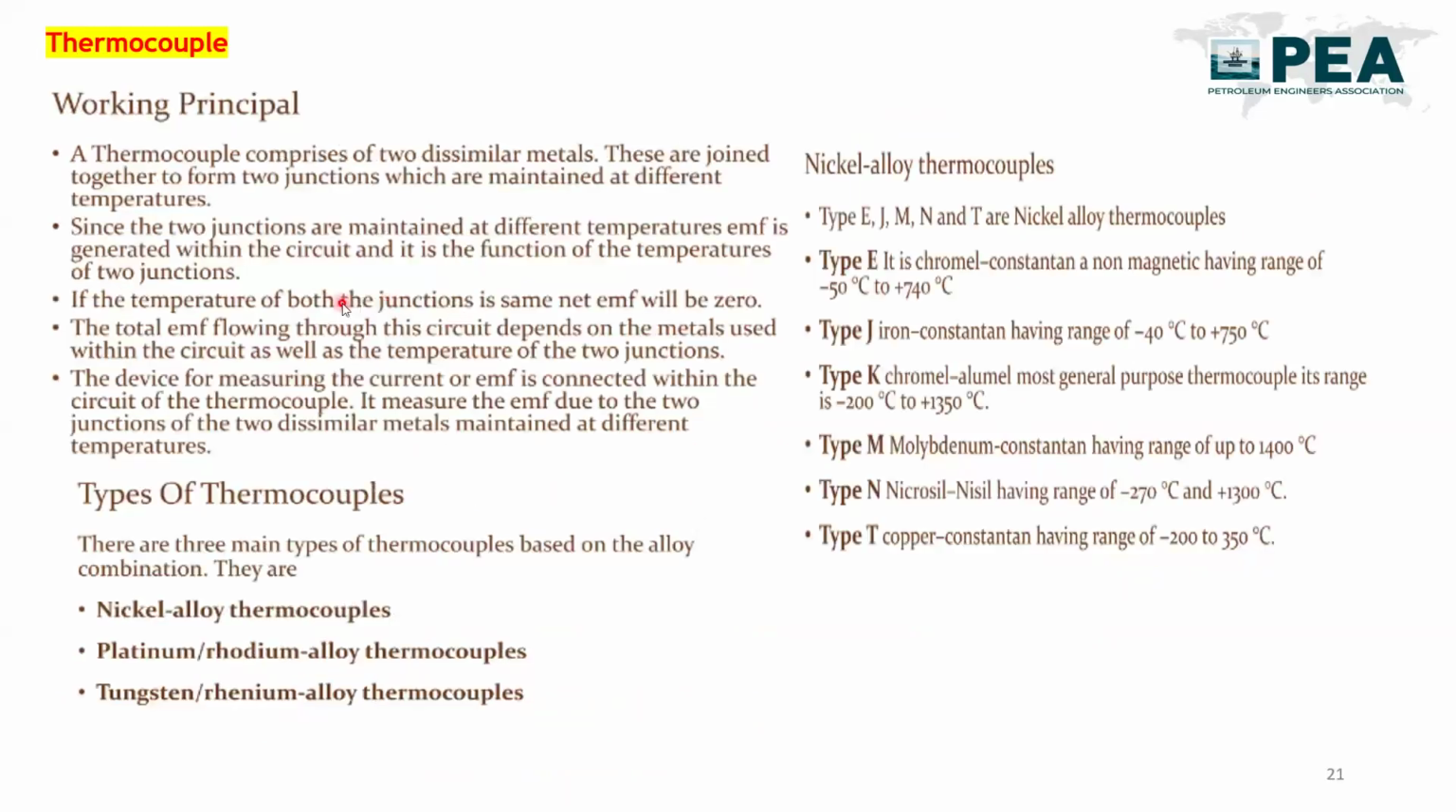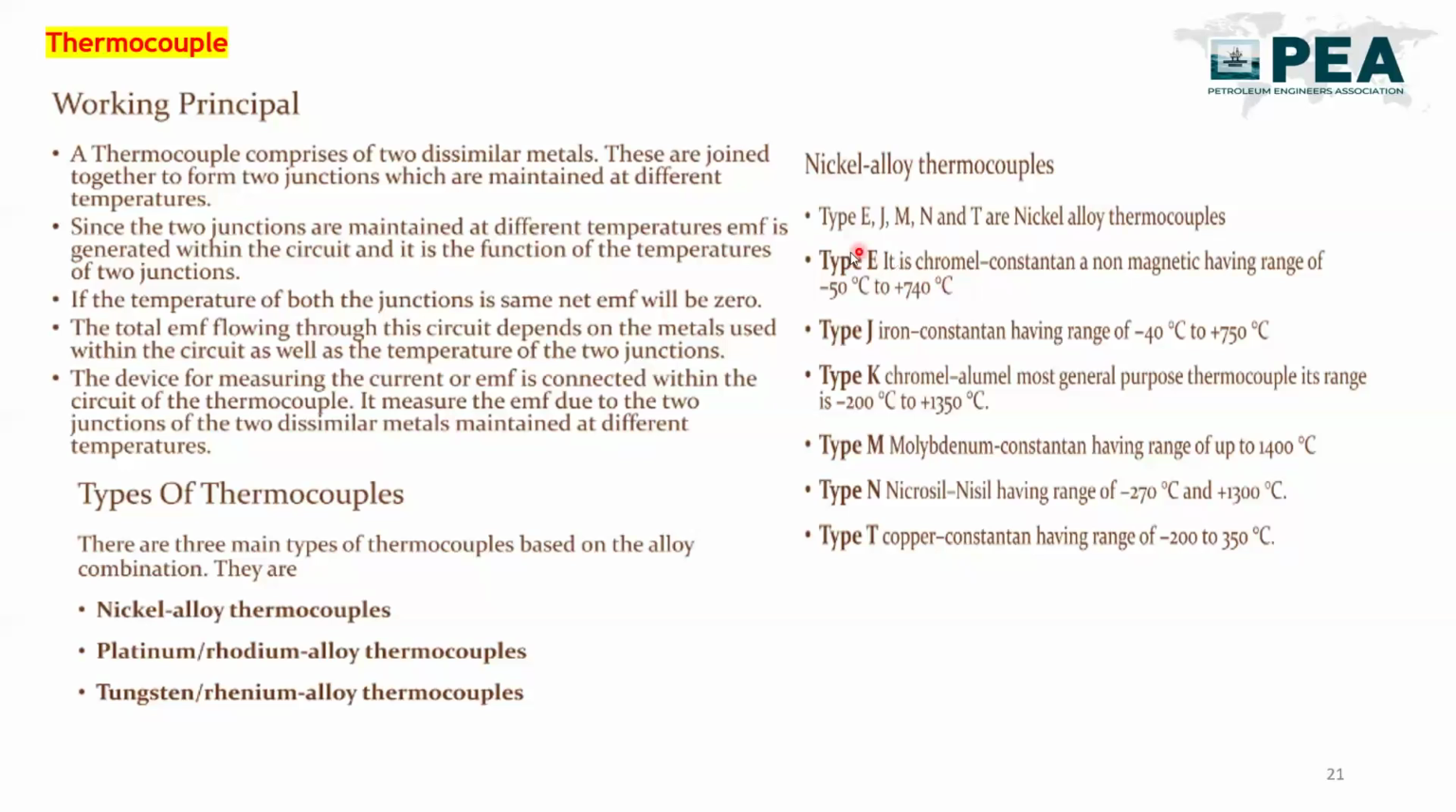Okay, so thermocouple sensor materials have different types of alloys, that may be a nickel alloy thermocouple, platinum rhodium alloy thermocouple, tungsten rhenium alloy thermocouple. This nickel alloy thermocouple has different types which are widely used in the industry. In the oil and gas industry most of the time we use thermocouples like E type, J type, K type, M type, N type and T type, and all these thermocouples have different temperature ranges.